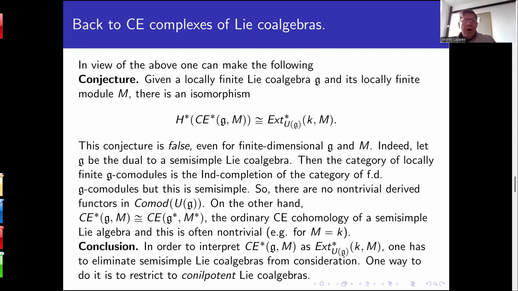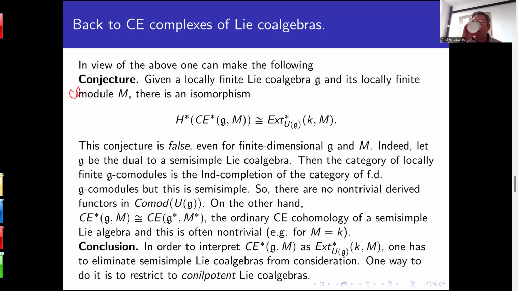Okay, so in view of this discussion, we can make the following naive conjecture. Given a locally finite Lie coalgebra G and its locally finite comodule M, that should be comodule here rather than a module, there is an isomorphism between the Chevalley and Eilenberg cohomology of G with coefficients in M and the corresponding derived functor of Hom from K into M. Unfortunately, this conjecture is false. It's false even for finite dimensional G and M, which is quite surprising. It was quite surprising to us when we realized this.